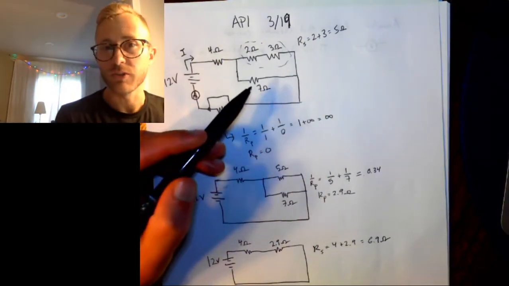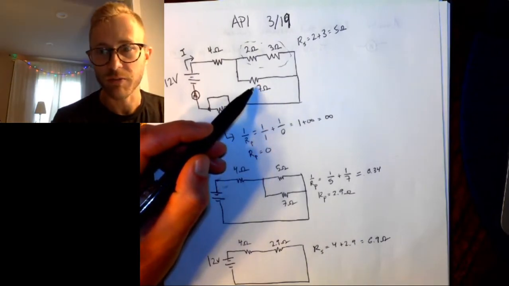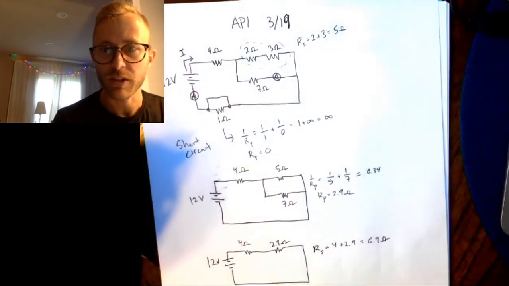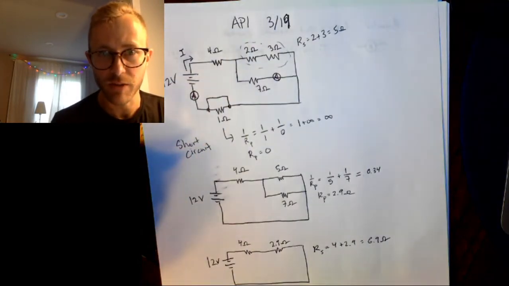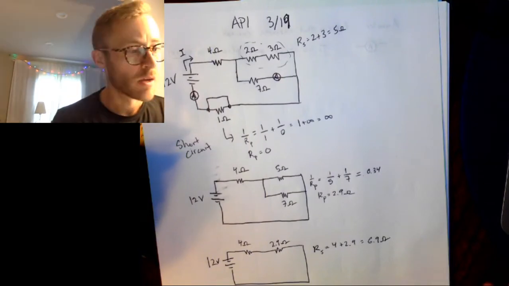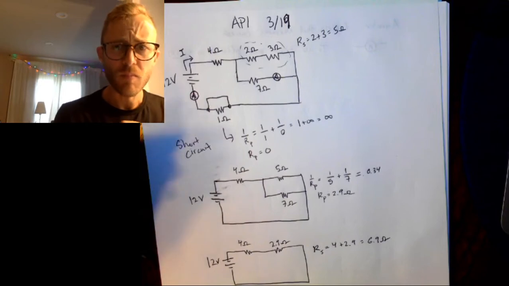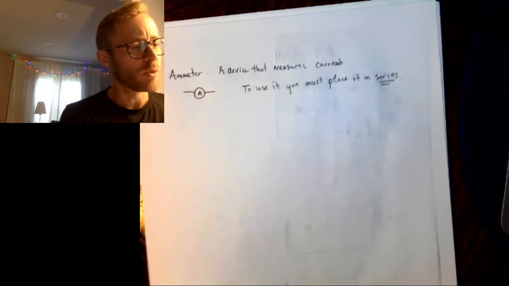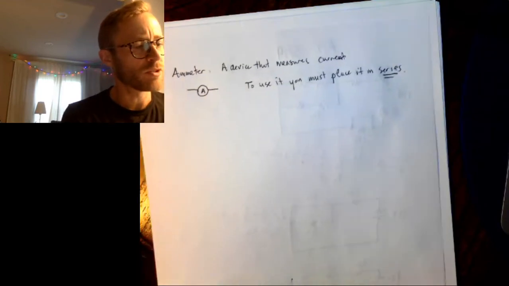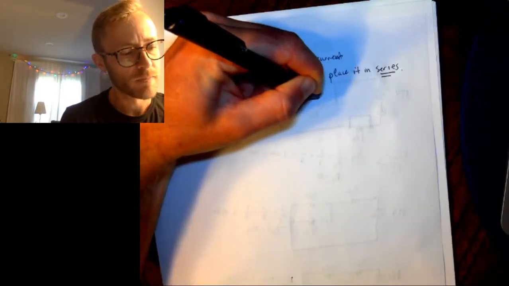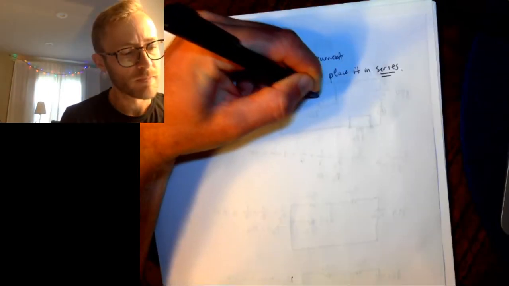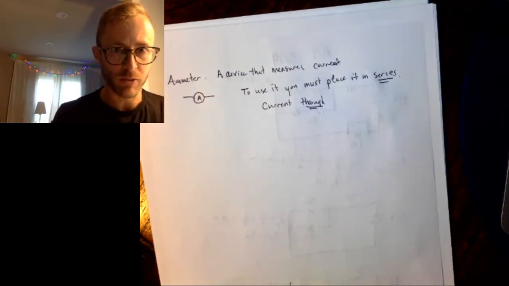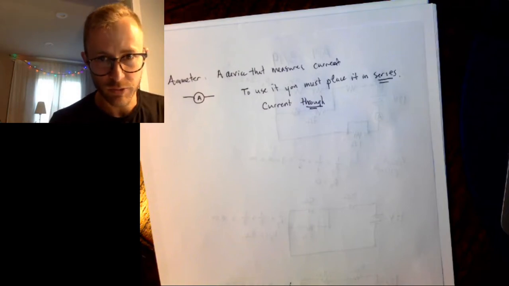So what if I wanted to know what is the current through the 7 ohm resistor? I would put an ammeter in series with the 7 ohm resistor, like that. Okay, so that's how an ammeter works. You put it in series. Another thing I wanted to say just really quick is you always say the current through a device. Okay, so I can say the current through the battery or the current through the 7 ohm resistor.